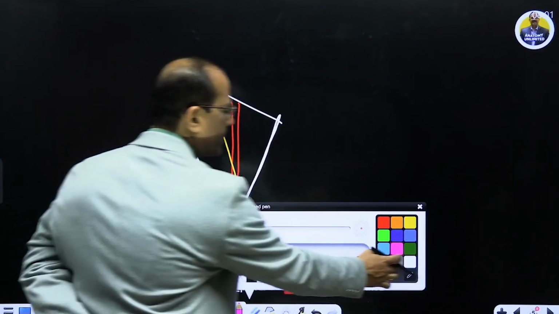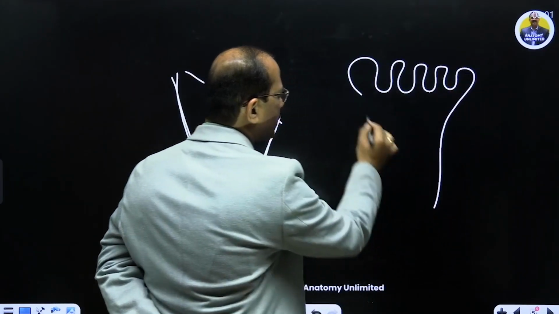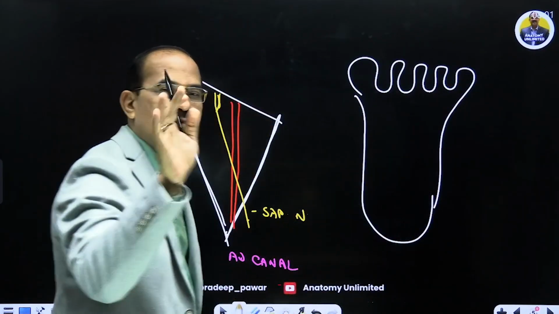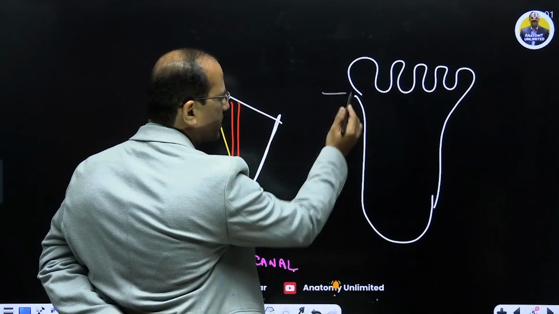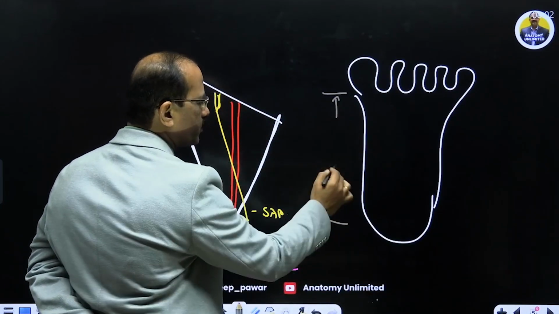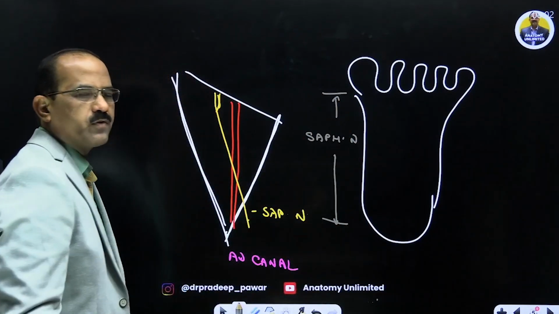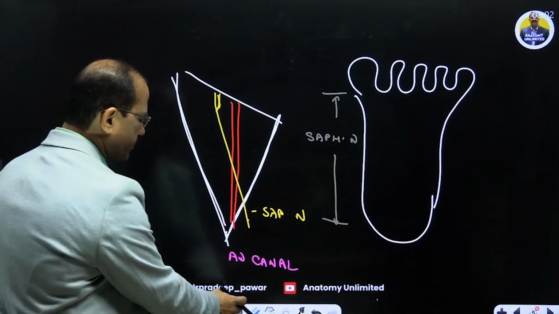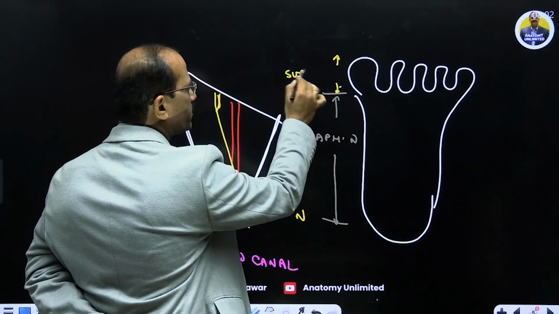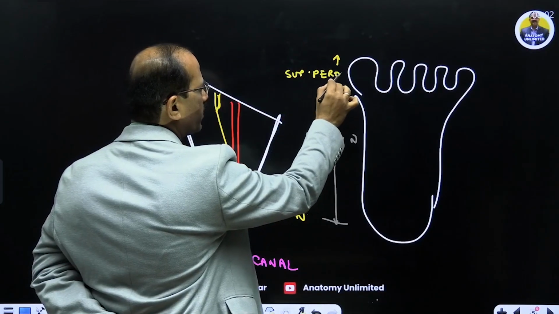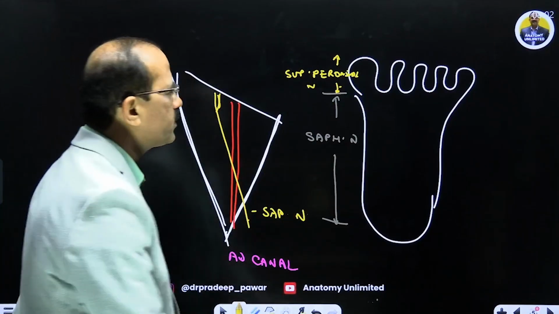Have a look once. Look, this is the foot. It is the plantar aspect, the sole of the foot. So who supplies the skin on the medial aspect of the foot up to the great toe? Up to the great toe, this is the saphenous nerve. So the medial aspect of the foot up to the great toe, that's the saphenous nerve. Who supplies the skin on the medial aspect of the great toe? That's the superficial peroneal nerve.